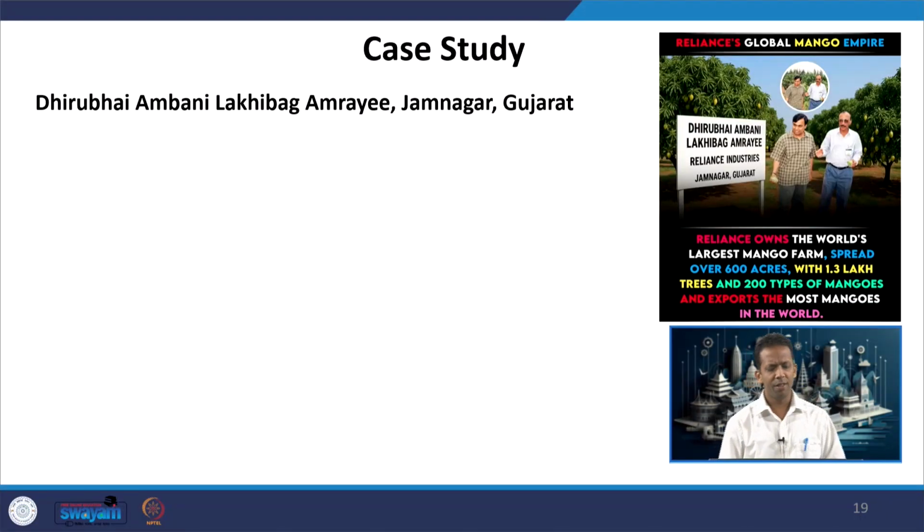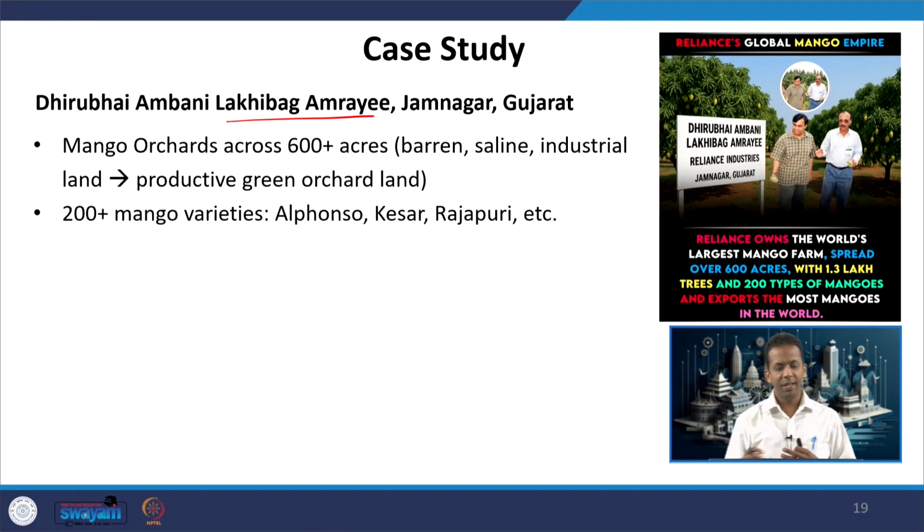Today, just to show why it is important and why it is needed, we will go through one case study in India. It is from Reliance, Dhirubhai Ambani Lakhibag Amrai. Amrai is a mango orchard in Jamnagar, and I hope you know Reliance is the leading mango exporter in India. What they did was, near Jamnagar, the land was barren, saline, and it was industrial land.